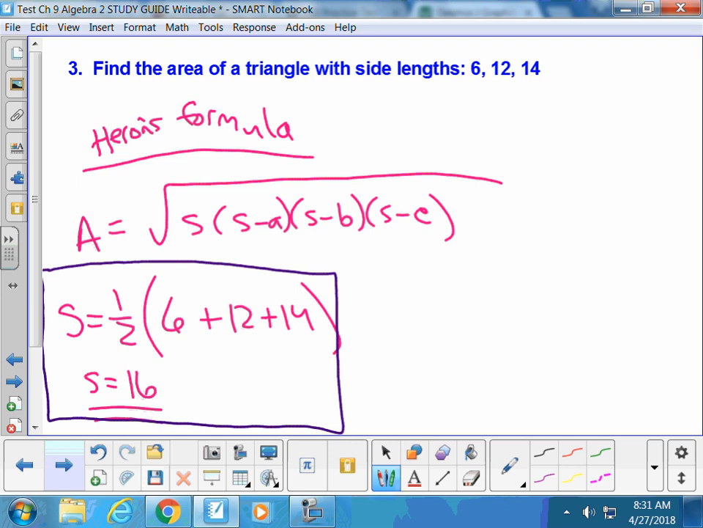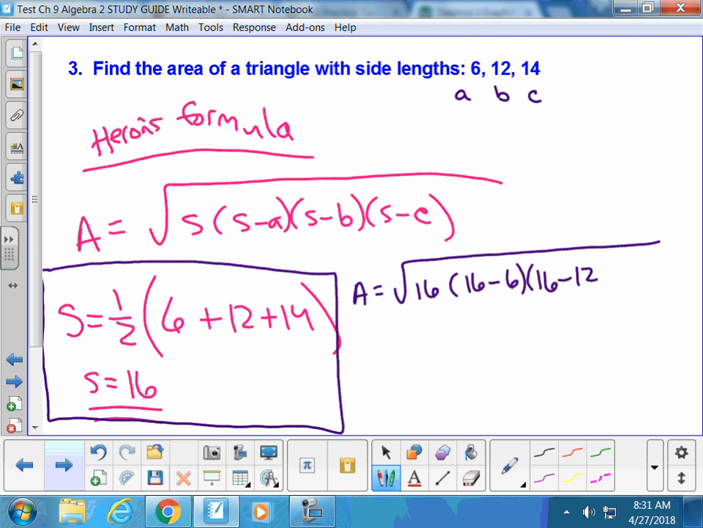As far as A, B, and C, you can just call your 6 your A, your 12 your B, and your 14 your C, and then you're ready to use the formula. So it's going to be S, which is 16, times S minus A, times S minus B, times S minus C. And I kind of told you to be cautious and maybe don't plug all that in the calculator, but do little pieces and parts in your brain, really.